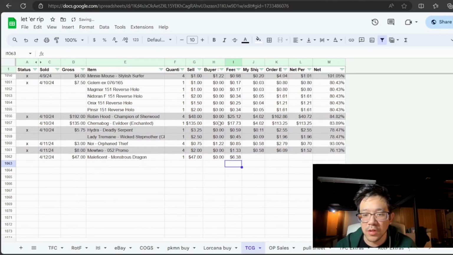And again, this is something that is split among all the cards here. So this Pokemon order here, for example, had a total fee of $1.27, and it's split proportionally based on the weight of each card in this order.